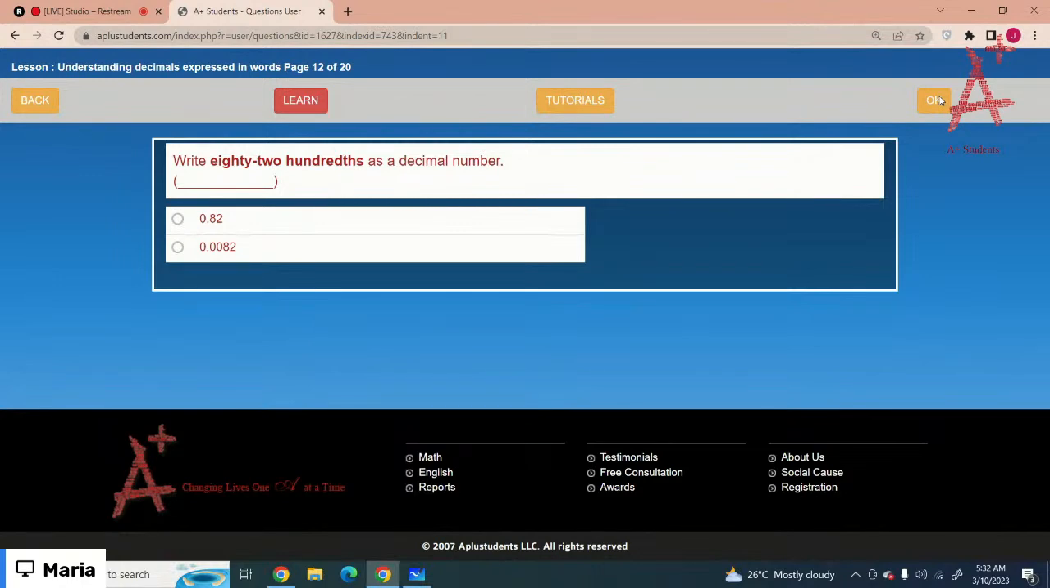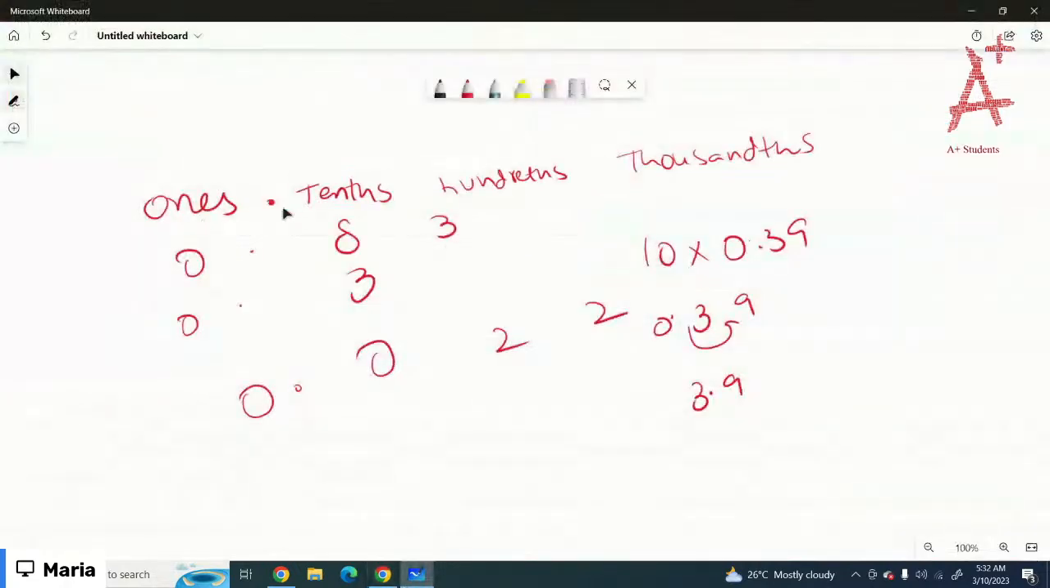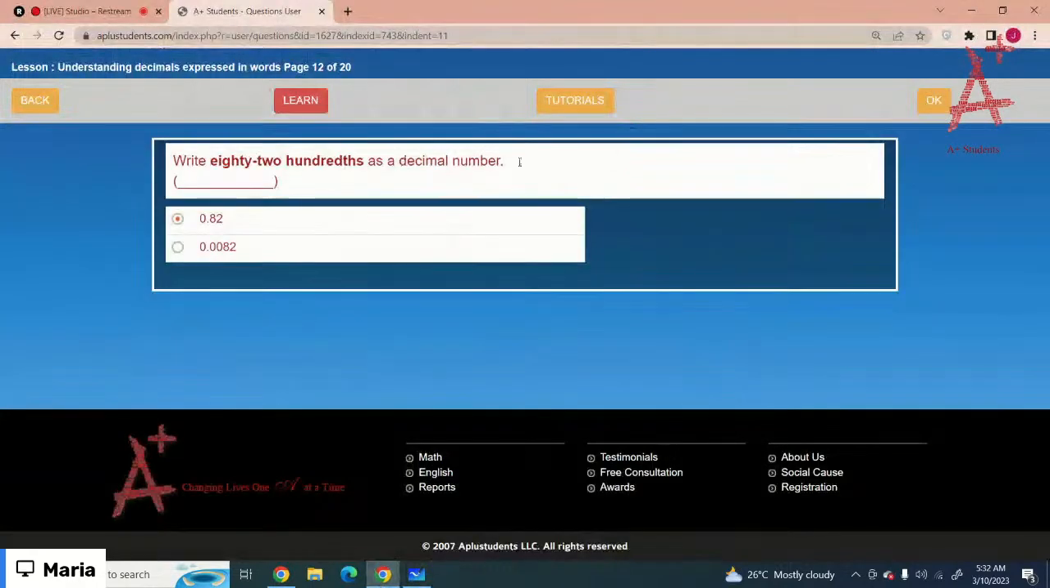So it is hundredths, just 100. What happened? It is 0.82. Just look at the place value chart here. Ones, tenths, hundredths. You have to write down the hundredths. So it would be 0.82. Just write it below the hundredths. It would be 0.82. What's wrong in there? It is 0.82.